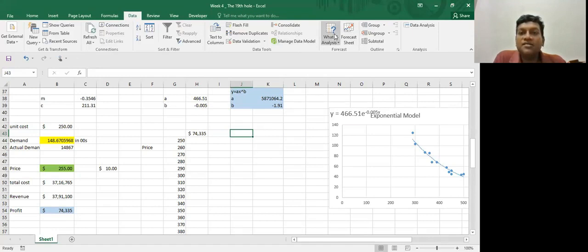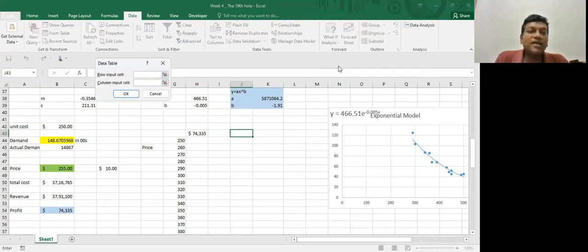In the Data tab, there is a What-If Analysis, and there is a Data Table option. Then I have to tell Excel the basic inputs. Because my input data is put in a column, I only need to put the column input cell. Essentially, I have to tell what this column input cell is.